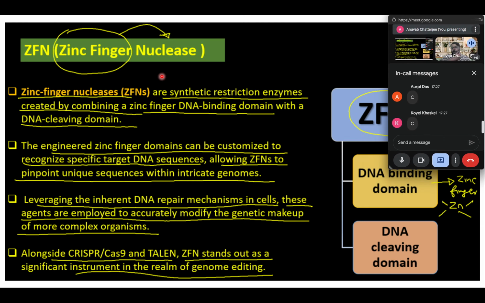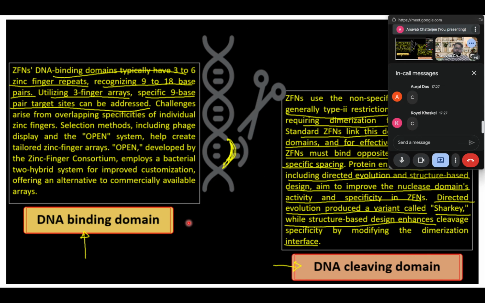So zinc finger nucleases are synthetic restriction enzymes created by combining a zinc finger DNA binding domain with a DNA cleaving domain. The engineered zinc finger domains can be customized to recognize specific target DNA sequences, allowing zinc finger nucleases to pinpoint unique sequences within integrated genomes. Leveraging the inherent DNA repair mechanisms in cells, these agents are employed to accurately modify genetic makeup. So it's a very powerful tool to edit the genome. So how does this work?